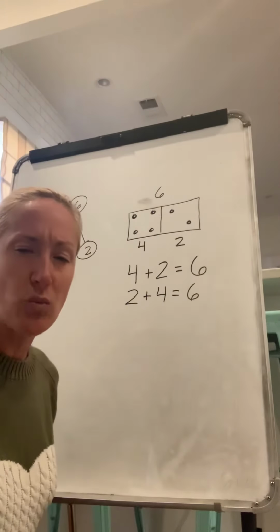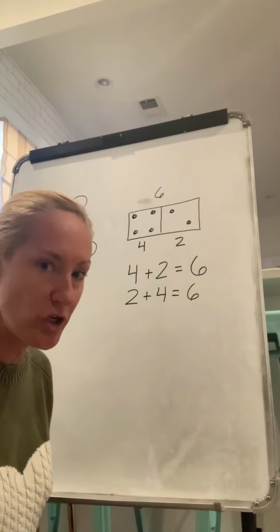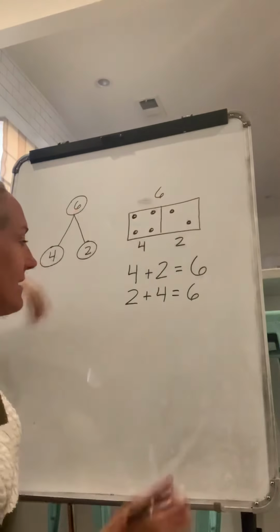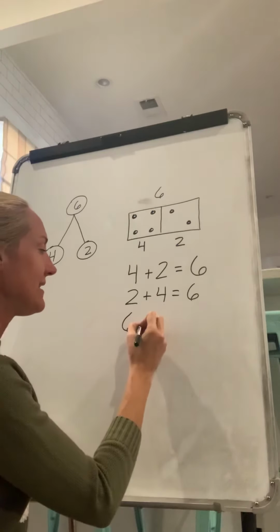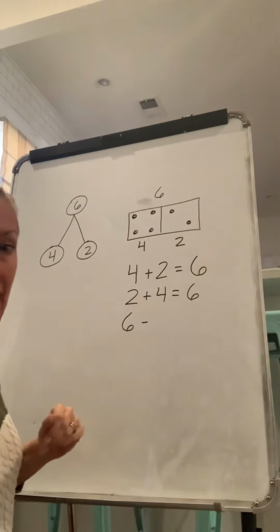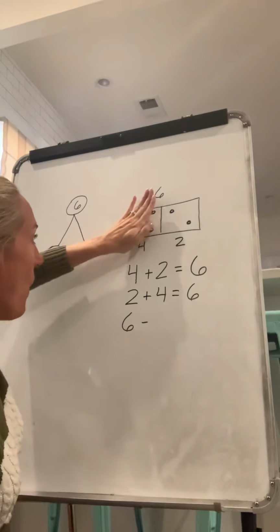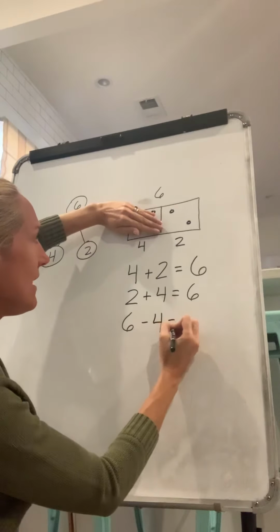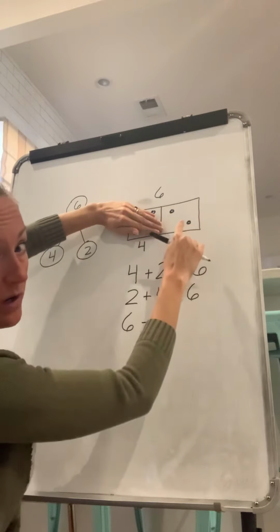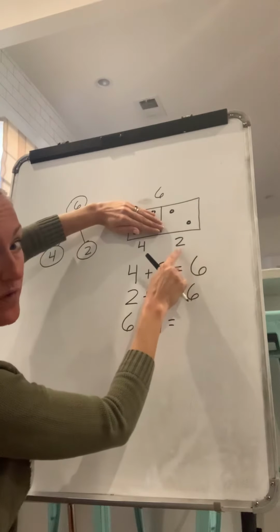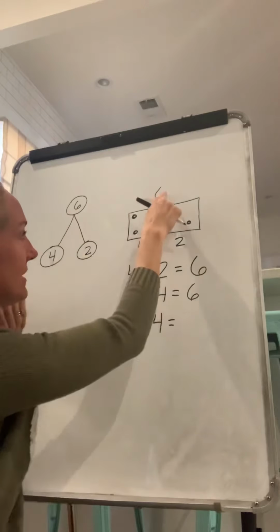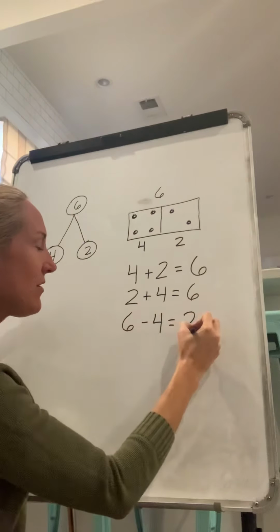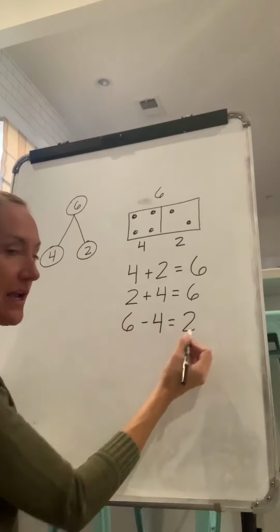But now let's work on writing down our subtraction facts. What if I start with my six dots and I take away one side of them? So I'm going to take away the four, those four dots. So I took away -4. Equals, well, what's left over? Which number is left over of the family? We've already used the 6 and the 4. Who's left? They always stay together. They're a family. 6 - 4 = 2.